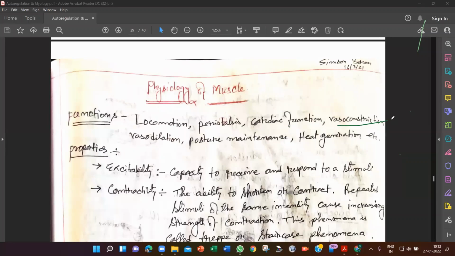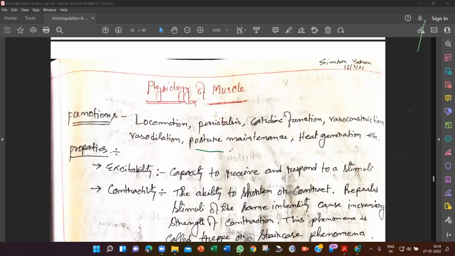And cardiac function, we have discussed the cardiac muscle and the heartbeat. Then vasoconstriction and vasodilatation, we discussed during the cardiovascular system. Those also maintain the BP. So the movement of blood in our vessels, the muscle, and the sympathetic and parasympathetic nervous systems act upon the muscle and cause vasoconstriction or vasodilatation.